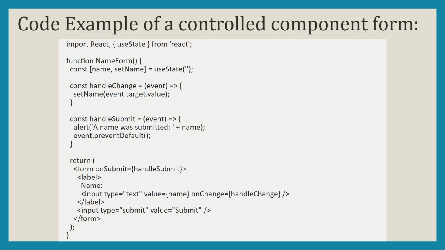Next is the render method. So this component returns a form element with an onSubmit handler, handleSubmit. Inside the form, there's a label containing an input field of type text with its value bound to the state variable name, and an onChange handler, handleChange. A submit button of type submit with the value submit.